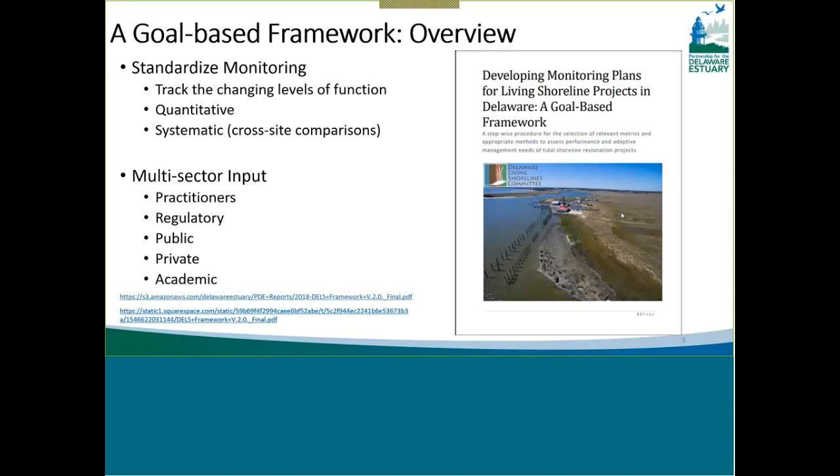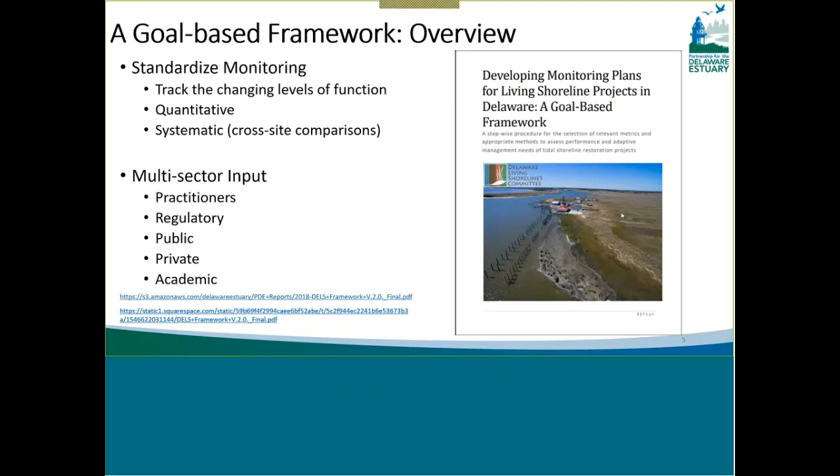As Jesse mentioned with the site evaluation document, this is another document that was put together by the Delaware Living Shorelines Committee to help people figure out how to monitor their shoreline. Okay, great, I'm putting this stuff in, but what can I do to track these different changing levels of function? Maybe I'm not a scientist. How hard is this going to be? Where do I begin? How do I organize information?